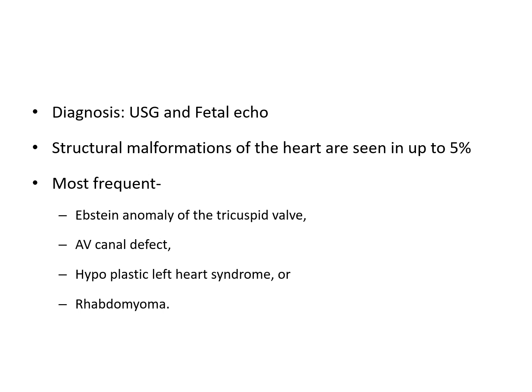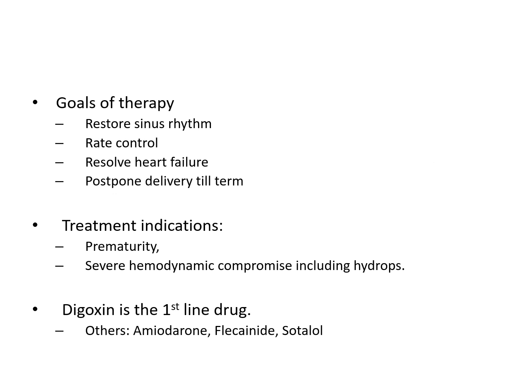Structural malformations of the heart are seen in up to 5% of the cases. The most frequent structural malformations include Ebstein anomaly of the tricuspid valve, AV canal defect, hypoplastic left heart syndrome, or a cardiac rhabdomyoma. The goals of therapy include restoration of sinus rhythm, rate control, resolving symptoms of heart failure, and postponement of delivery till term. Treatment indications include prematurity and severe hemodynamic compromise including hydrops. Digoxin is the first-line drug and others include amiodarone, flecainide and sotalol.